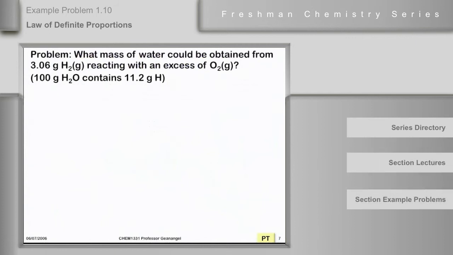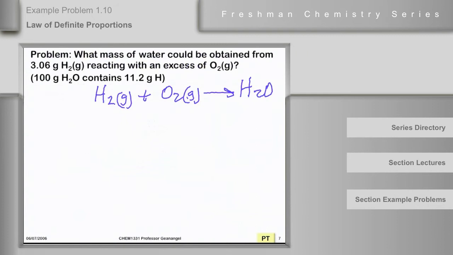What mass of water could be obtained from 3.06 grams of hydrogen reacting with an excess of dioxygen here? Okay, what does that mean? Well, again, I'm going to write an equation which isn't balanced, but doesn't have to be. This is a qualitative equation where hydrogen and oxygen combine to make water.